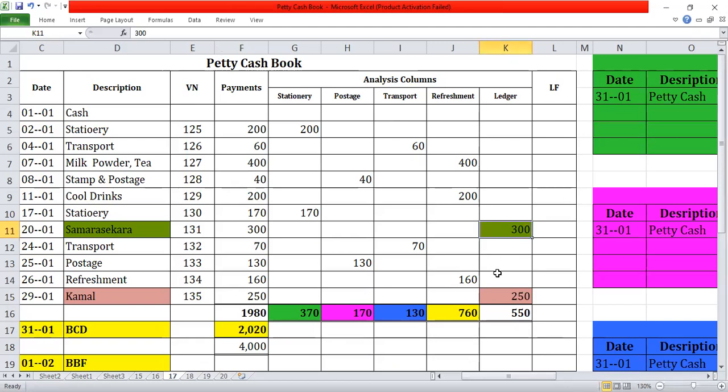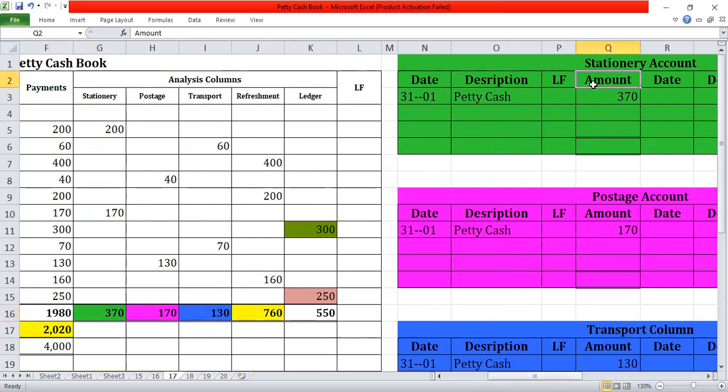On the ledger. Now, listen to me. Do you see the addition of all other analysis here? Stationery, postage, transport, refreshments. They are debited to their respective accounts, right? So 372 stationery account. Postage 170, transport 130, and refreshments 760. You missed the note. This one.